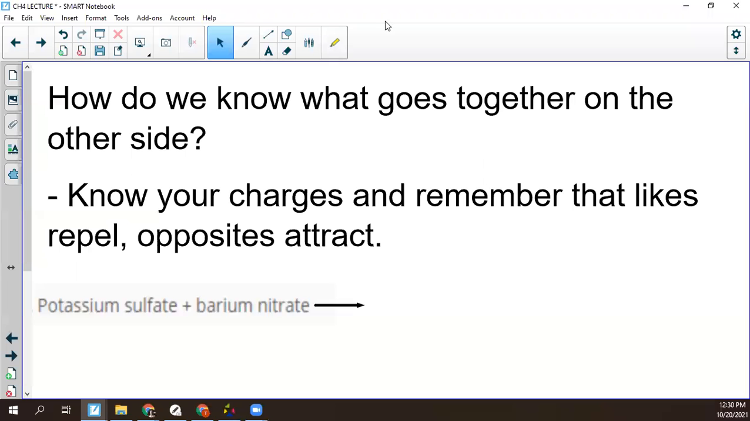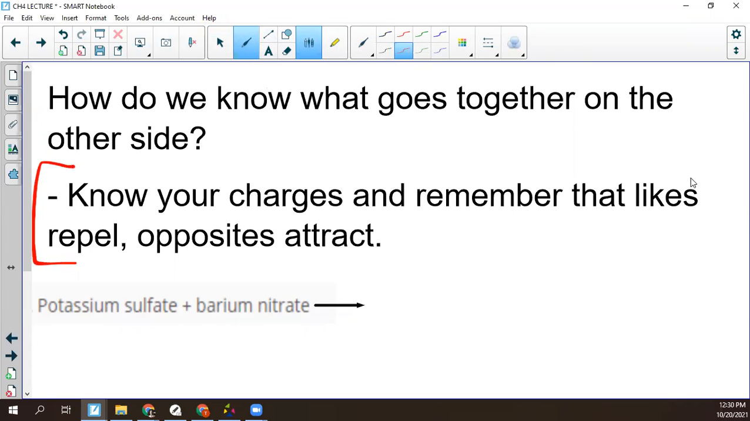Okay, I think I get it, but I don't even know what goes together on the other side. So let's fix that real quick. Are we ready? This is how you know what goes on the other side. You know your charges, and remember that likes repel and opposites attract.